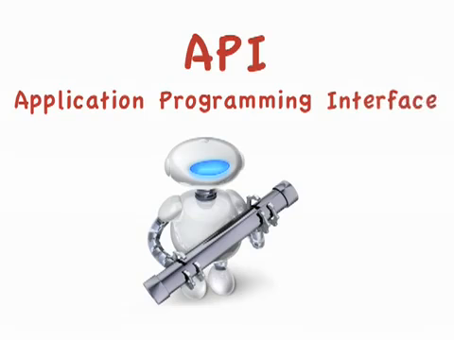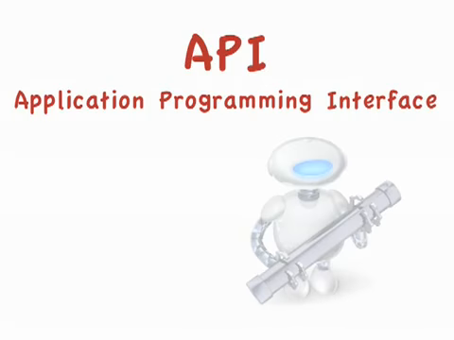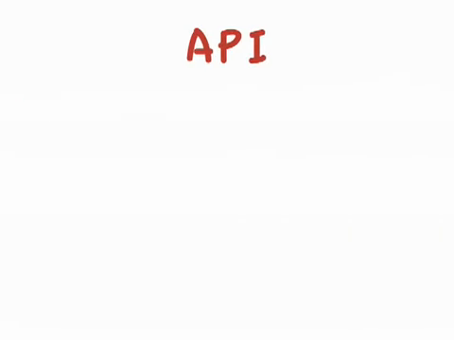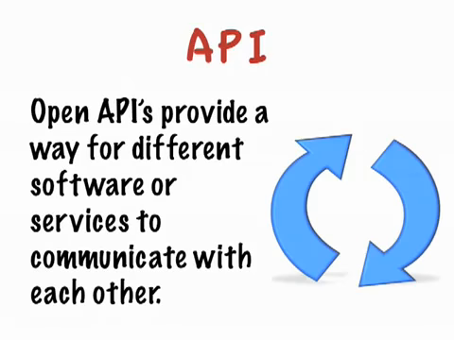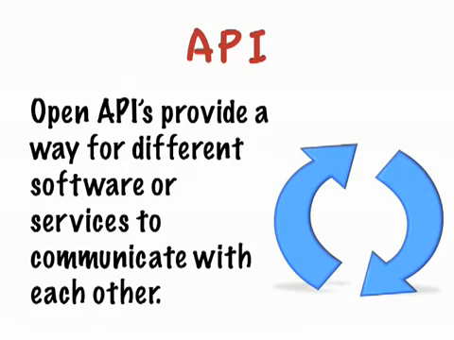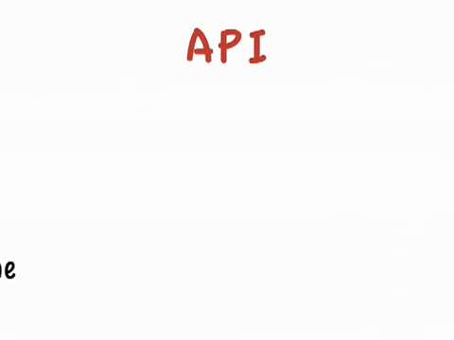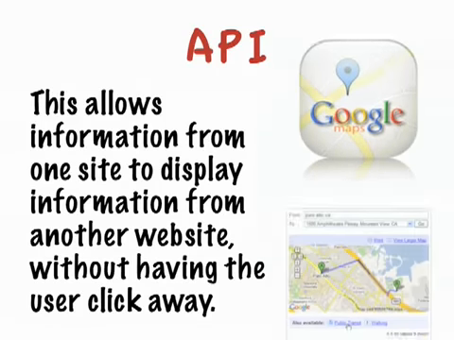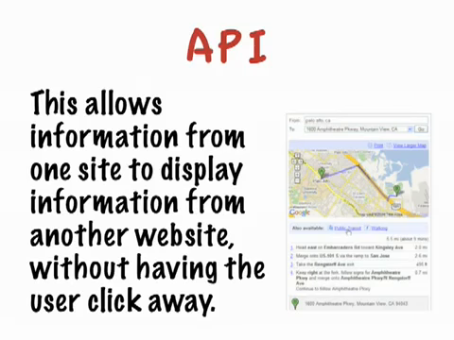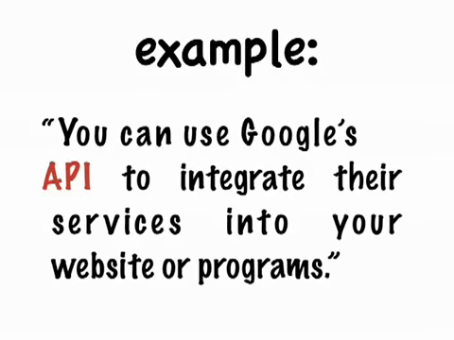API, Application Programming Interface. Open APIs, or Application Programming Interfaces, provide a way for different software or services to communicate with each other. This allows information from one site to display information from another website, without having the user click away. You can use Google's API to integrate their services into your website or programs.